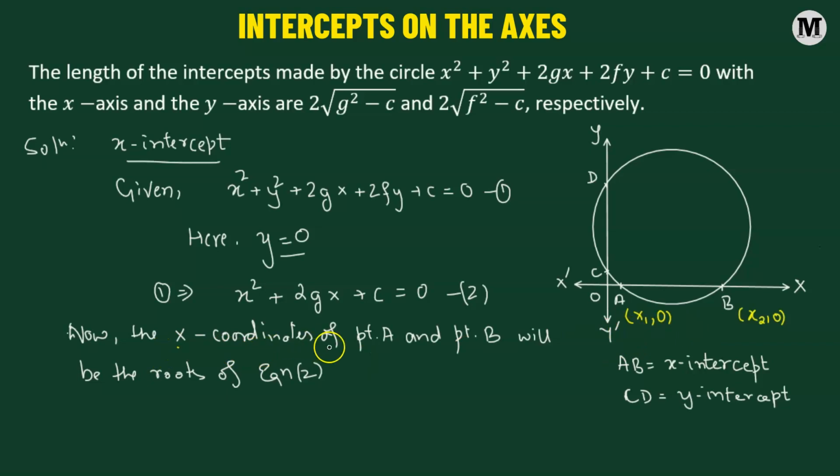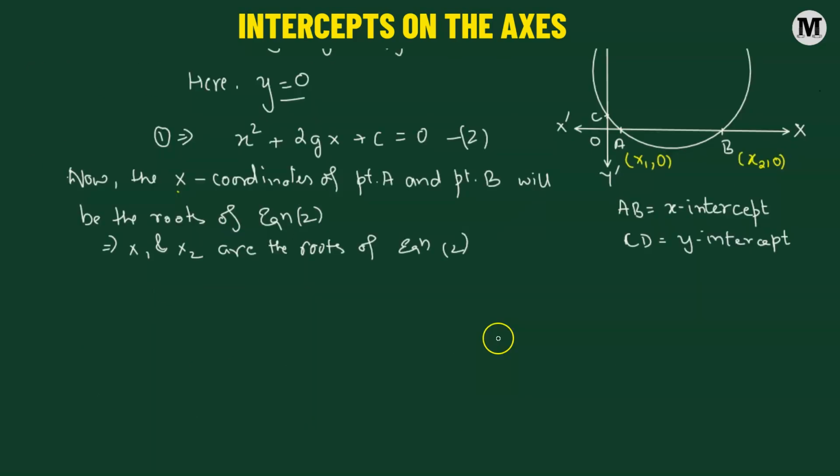Since we have already mentioned that the x-coordinates of point A and point B are the roots of equation number 2, this implies that x1 and x2 are the roots of the quadratic equation given by equation number 2. So the sum of the roots, x1 plus x2, is going to be equal to negative 2g divided by 1. We're dividing the coefficient of x by the coefficient of x squared and taking the negative of that. So this will be equal to negative 2g.